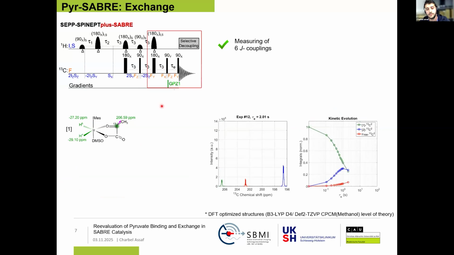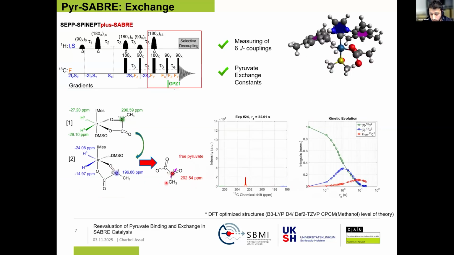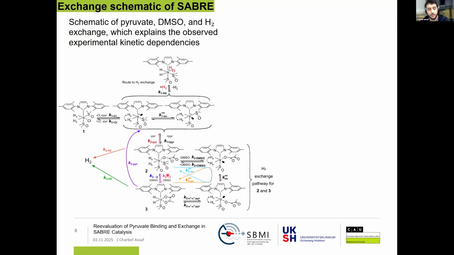But here, the surprise is that the bound pyruvate doesn't dissociate completely to the free form, but it changes binding to complex number 2. You can see it switched binding, then became free. So we introduce a general scheme for pyruvate SABRE to provide a basic picture of the evolved process.